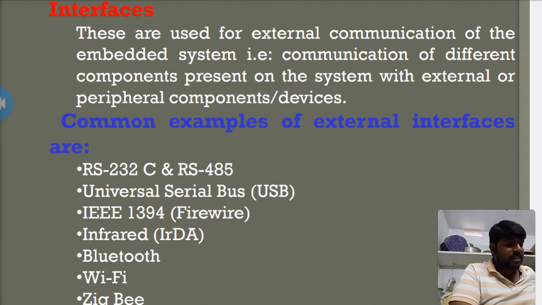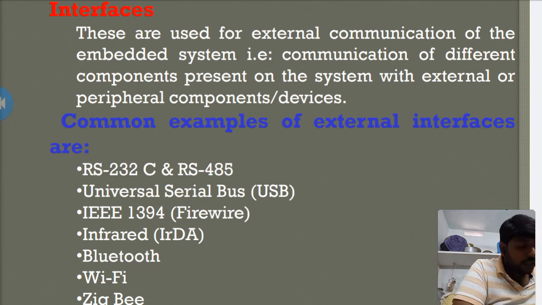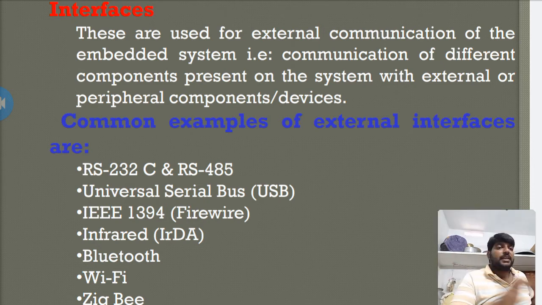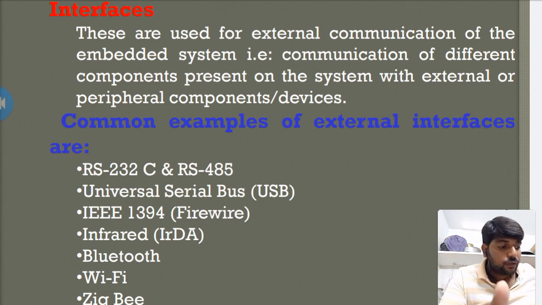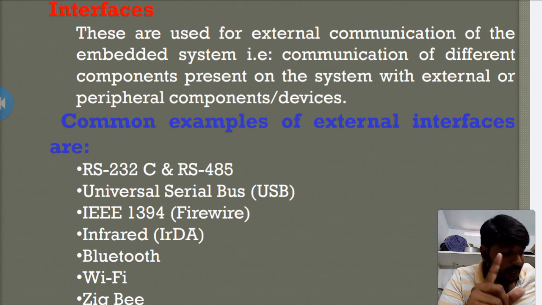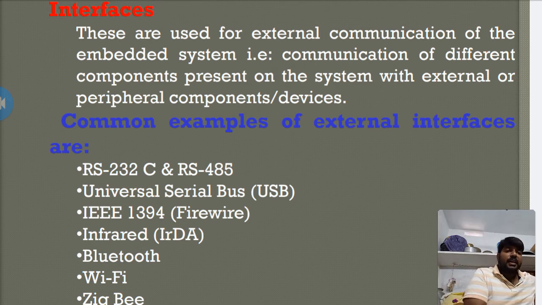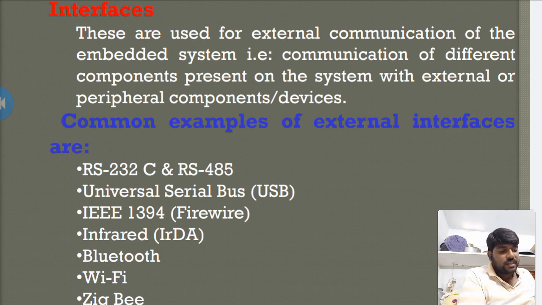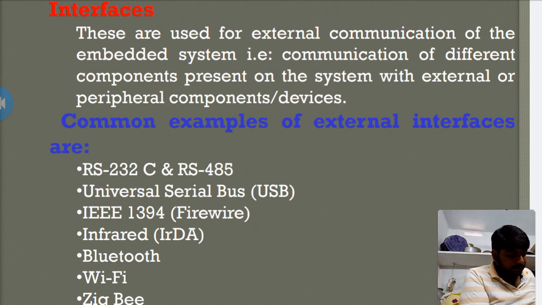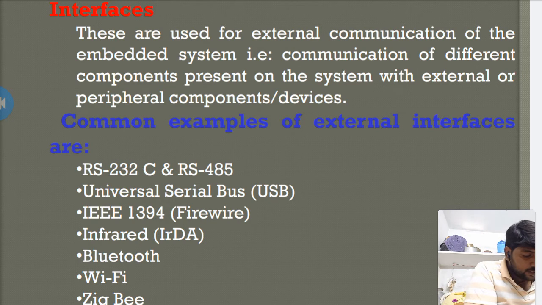The 1394 standard supports a data rate of 400 to 3200 megabits per second. It transmits 400 to 3200 megabits per second, which means it is very fast. In this IEEE 1394 standard, there are three connector configurations: a 4 pin connector, a 6 pin connector, and a 9 pin connector. These are used for transmitting and receiving data.